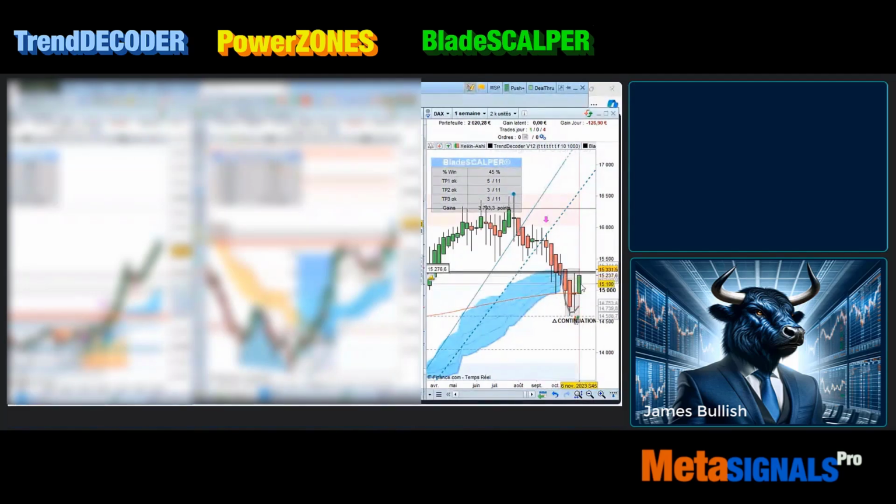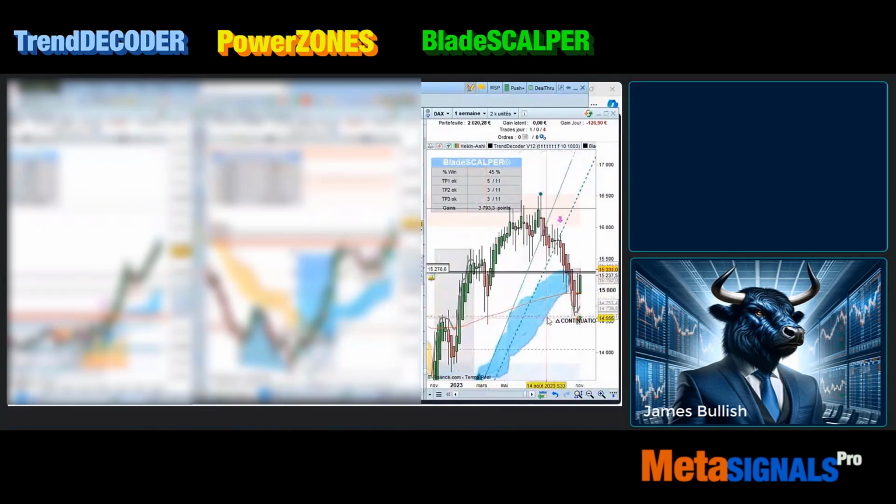However, looking at TrendDECODER itself, the indicator cloud is blue. So TrendDECODER is indicating bullish. Yes, it's blue, so bullish. But the price has broken below the solid trend line there. In reality, the market was trending downwards until the start of November. And now, what's happening now?